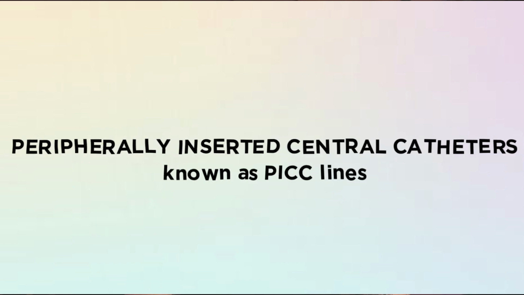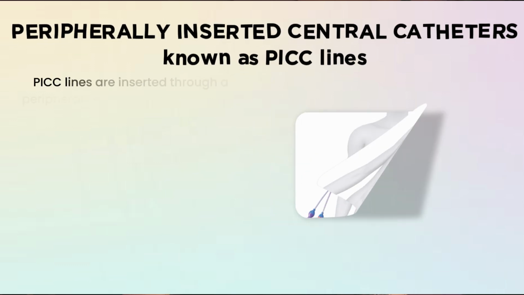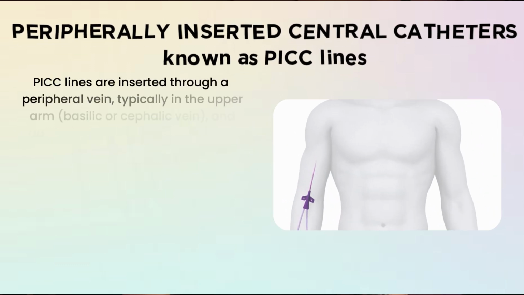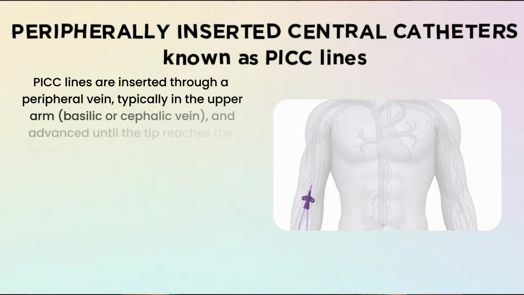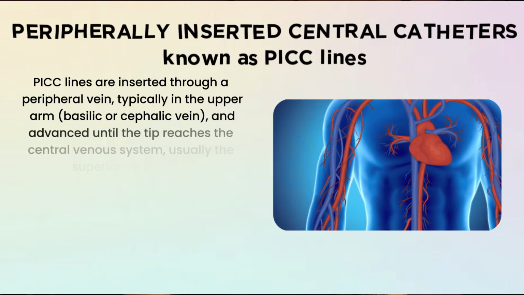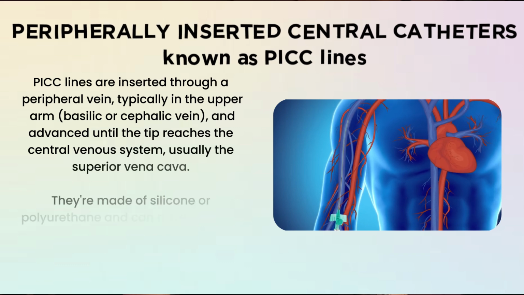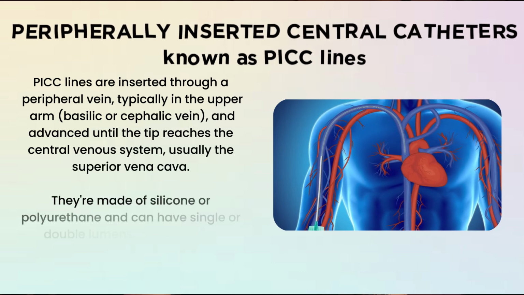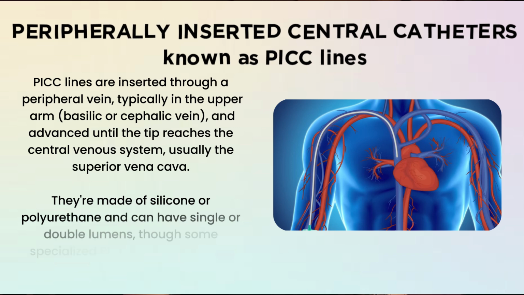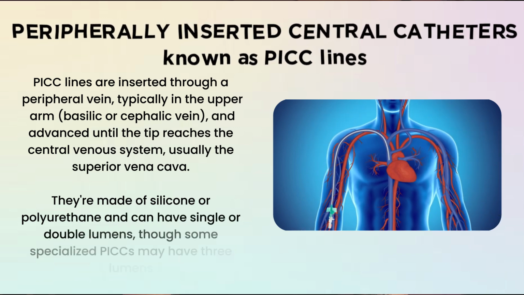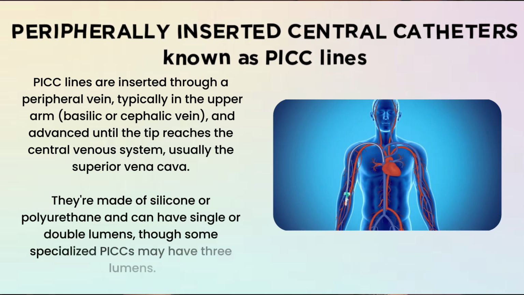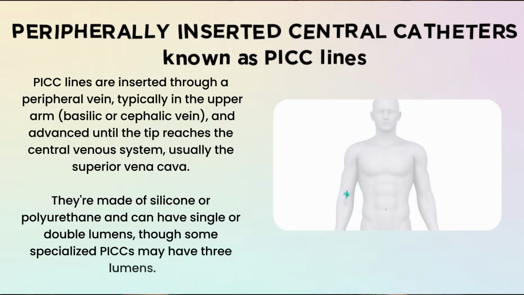Next, let's discuss peripherally inserted central catheters, commonly known as PICC lines. PICC lines are inserted through a peripheral vein, typically in the upper arm, the basilic or cephalic vein, and advanced until the tip reaches the central venous system, usually the superior vena cava. They're made of silicone or polyurethane and can have single or double lumens, though some specialized PICCs may have 3 lumens.